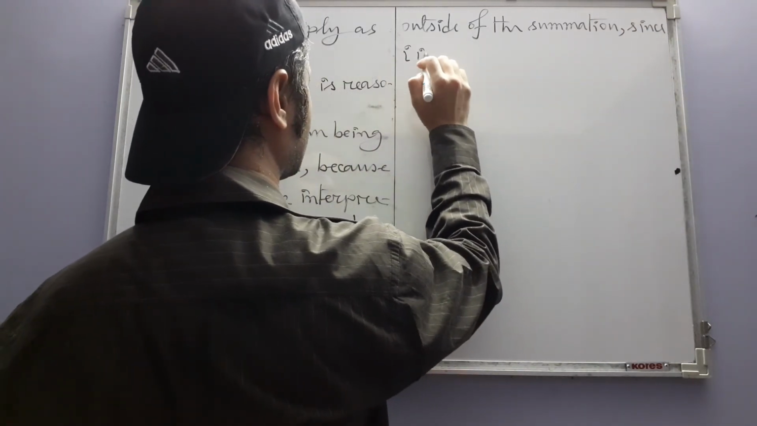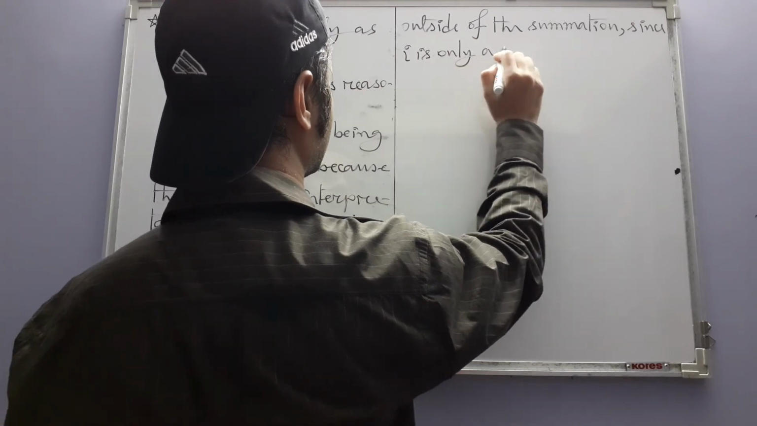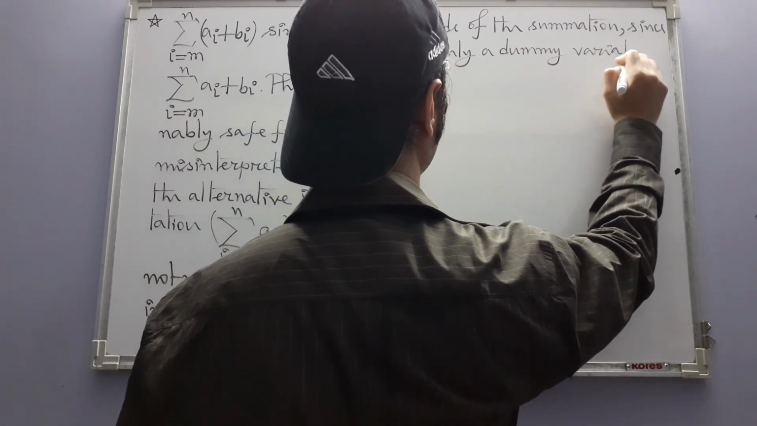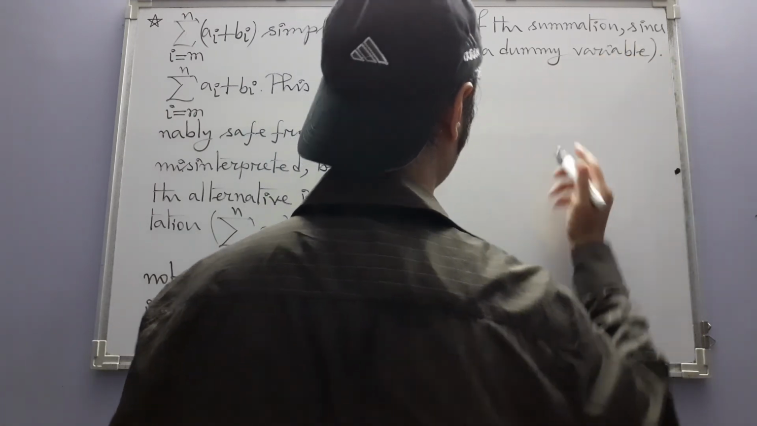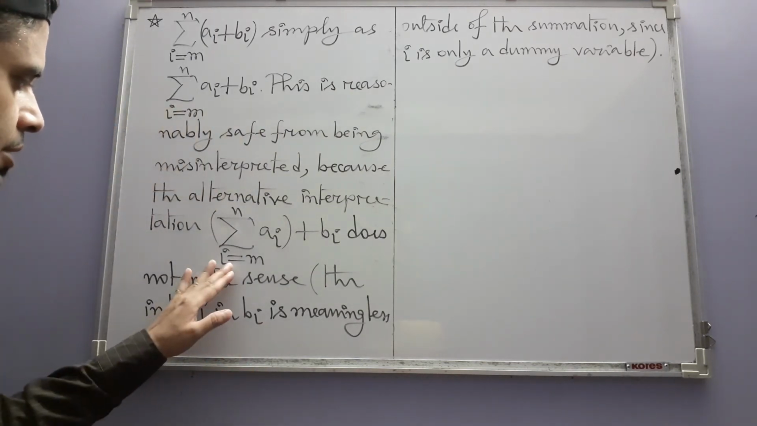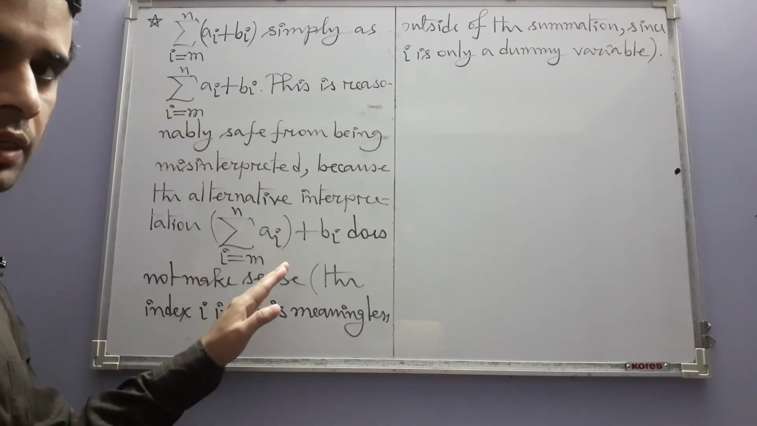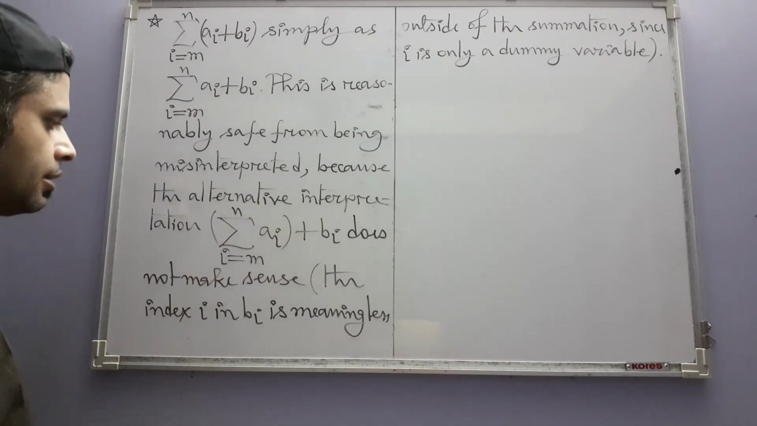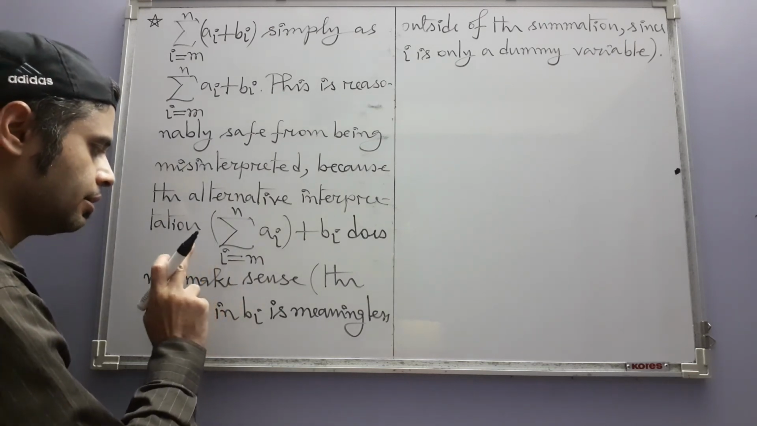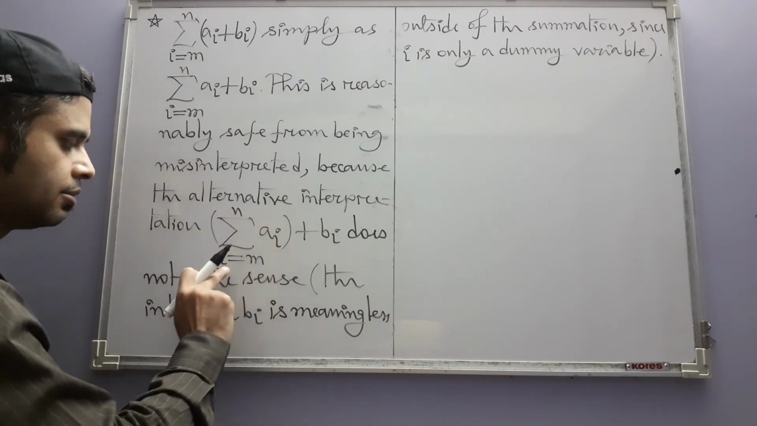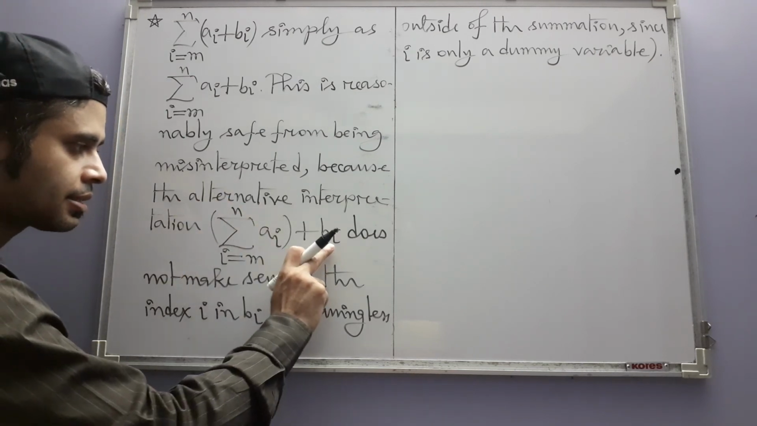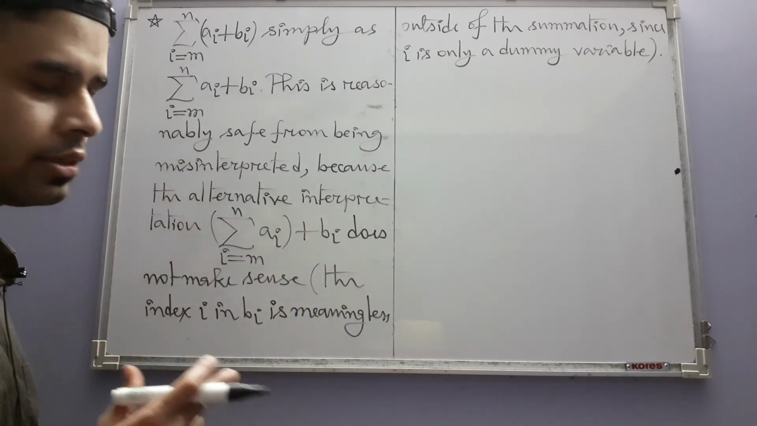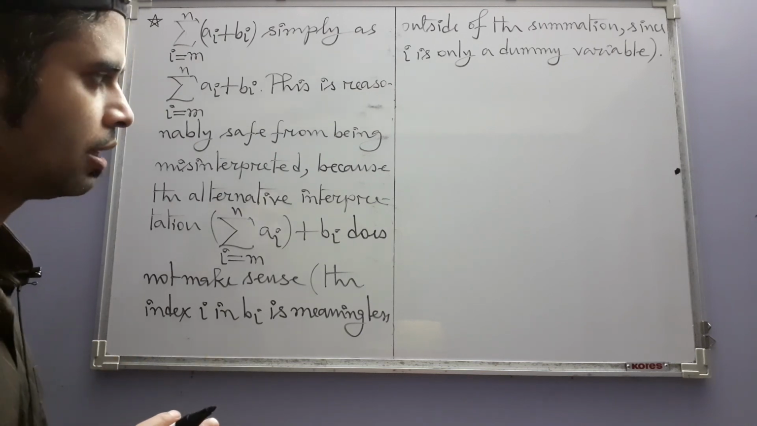Since i is only a dummy variable, you can apply the axiom of substitution here. In place of i, you can write j. However, if you do that here, then everything will change. When there is an index of summation already in a summation, and this is something else actually, then do not use i there. That will create extreme confusion and everything will go down.